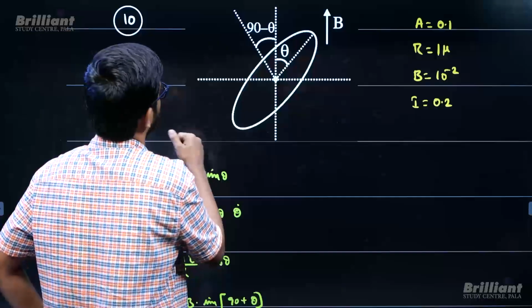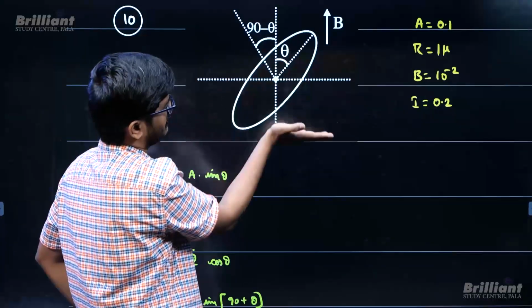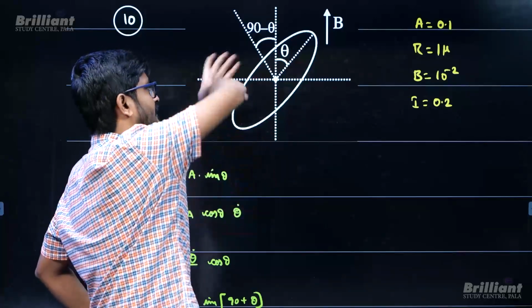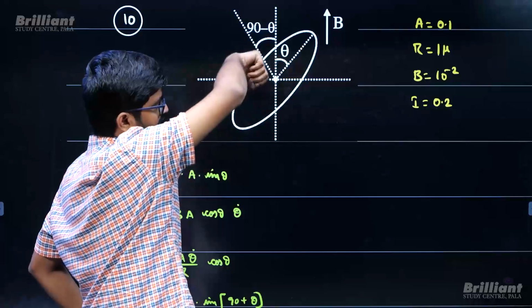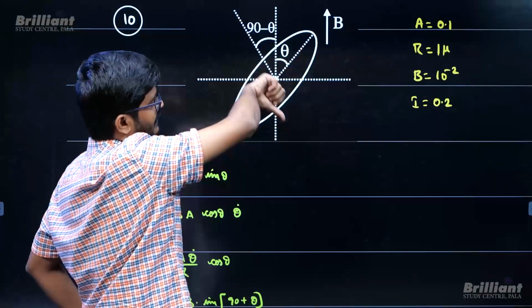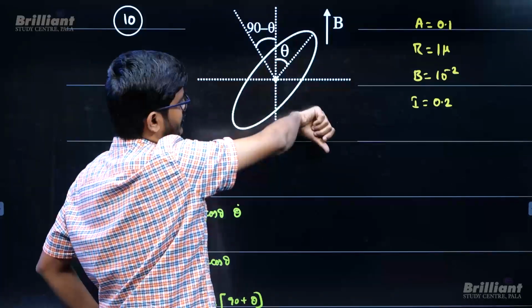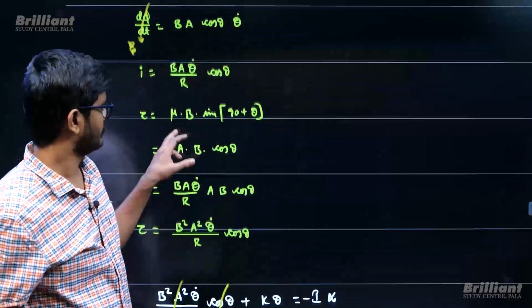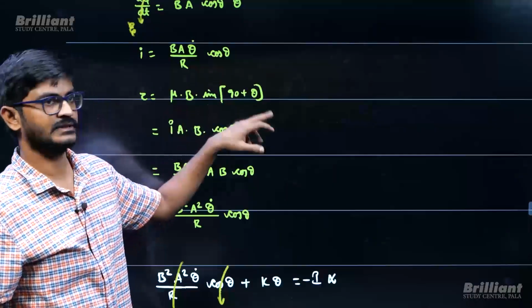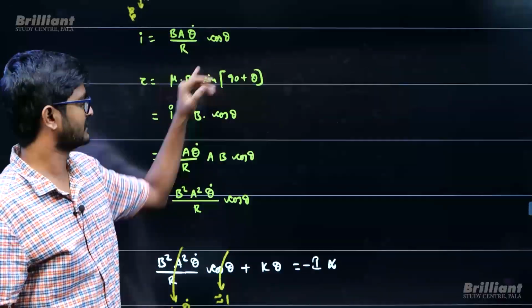Now, when it was rotating, the flux is increasing. If flux is increasing, then there will be induced EMF in this direction, so the magnetic moment will be in this direction. The magnetic field is in this direction, and the magnetic moment is in this direction, so the angle between them is theta plus 90. So mu bar cross b bar will be mu into b into sin of 90 plus theta, and all the things, the current, we have calculated already. I am just substituting it.